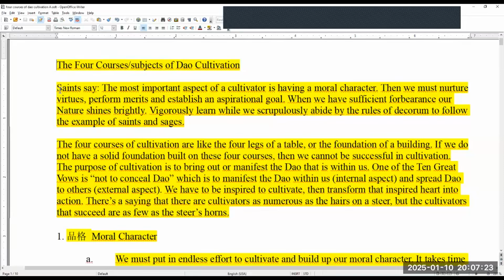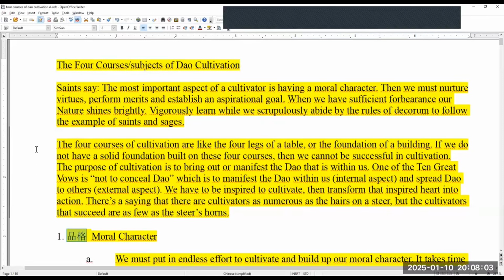Okay, so basically he is just saying that there are certain subjects that we need to learn about the Tao. And the most important thing about this is what we call the moral character. When I looked in the dictionary, the Chinese word is translated exactly as moral character. But I would call it not only moral character, but just character itself.